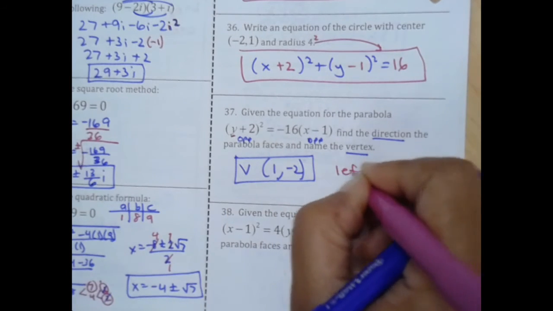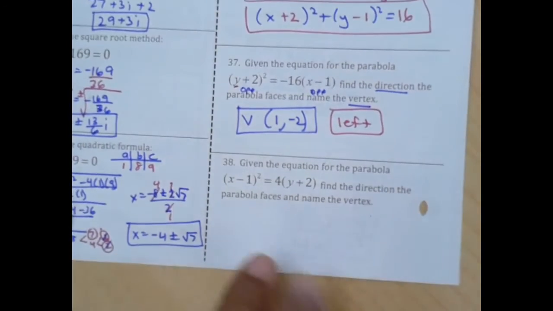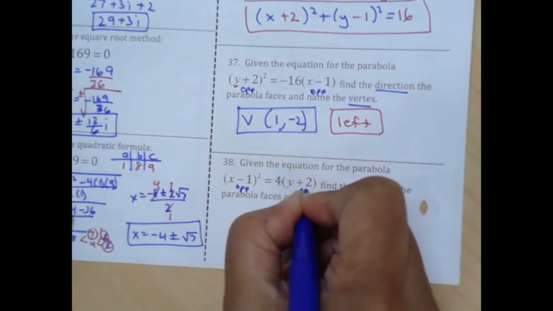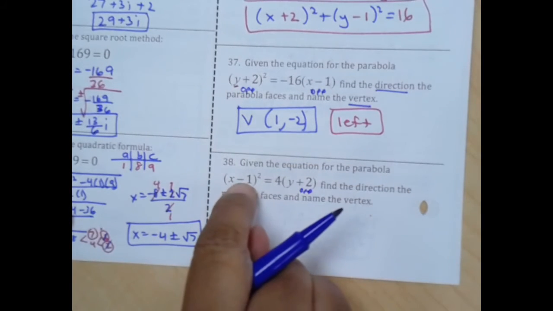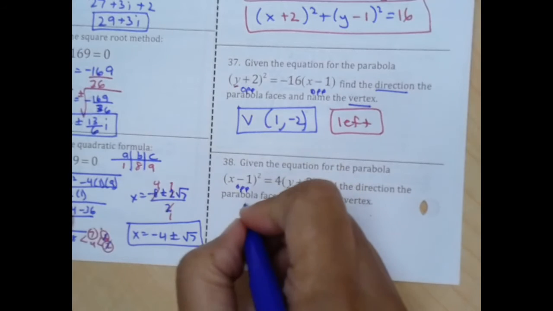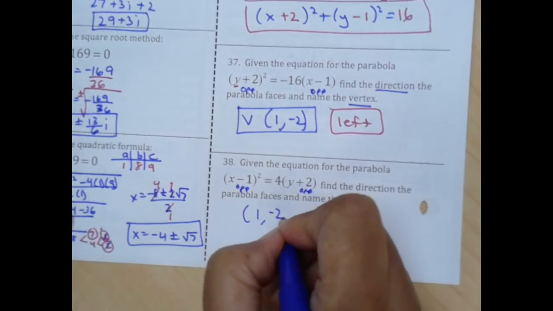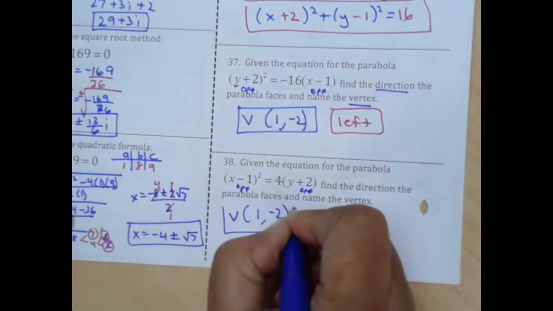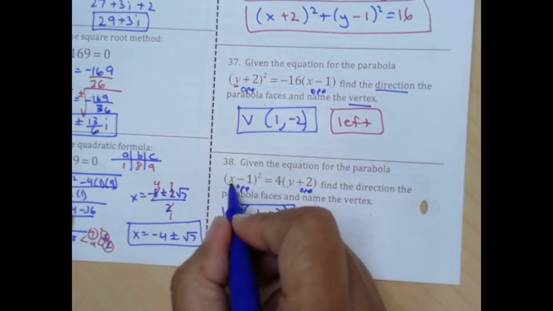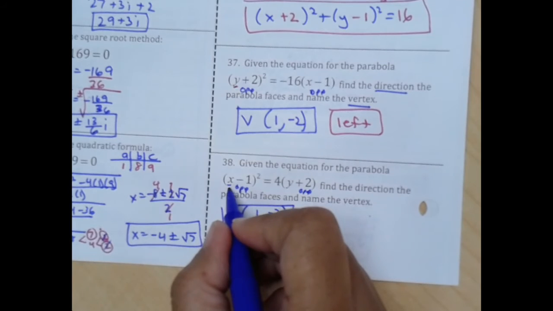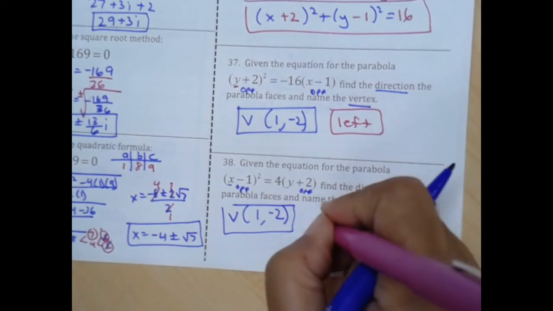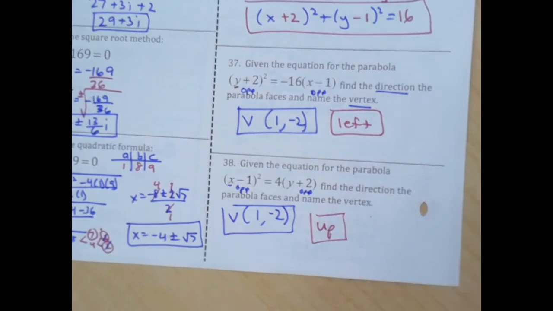Okay. All right, and the last one right here, again, opposite, opposite. And notice that we do x, then y. So opposite of -1 is +1, opposite of +2 is -2. That's the vertex. And this one is starting with an x, so that means it's going to go up or down. Since 4 is positive, that means it's going to go up. All right, and that's it for this one.